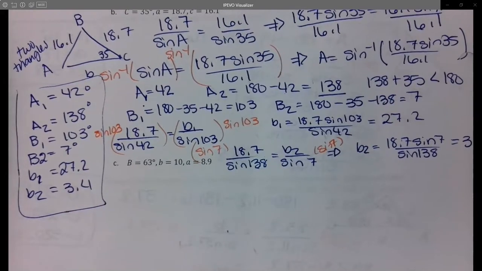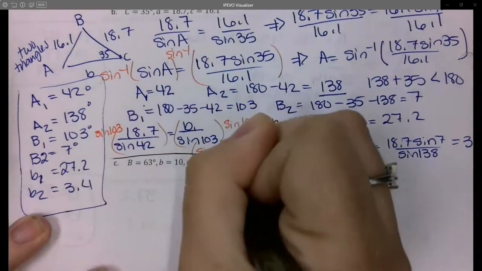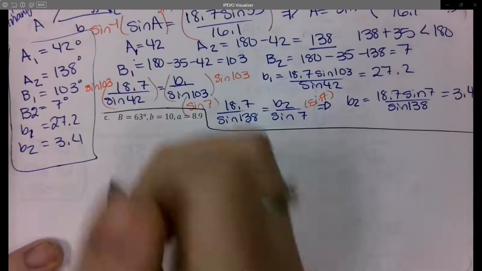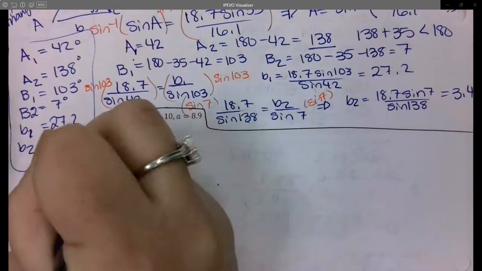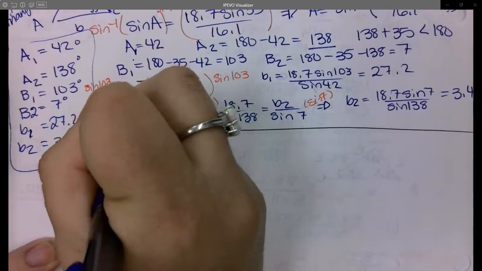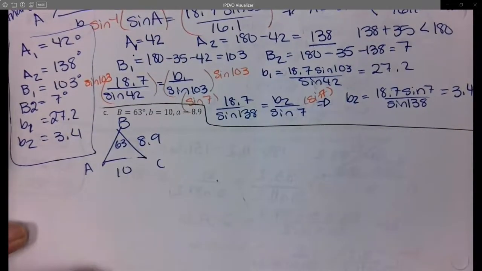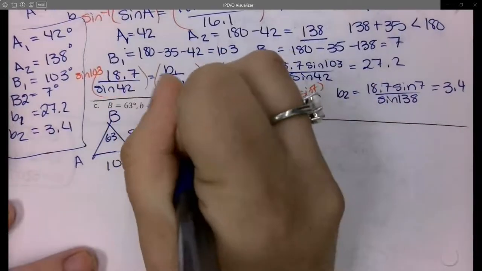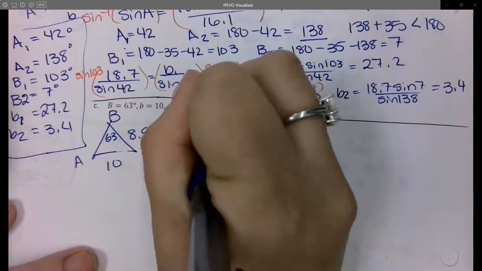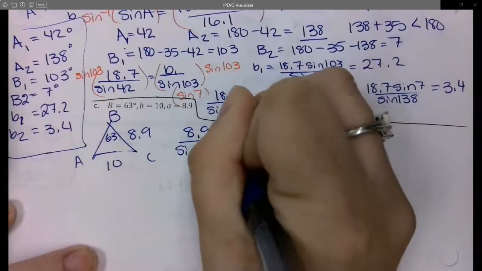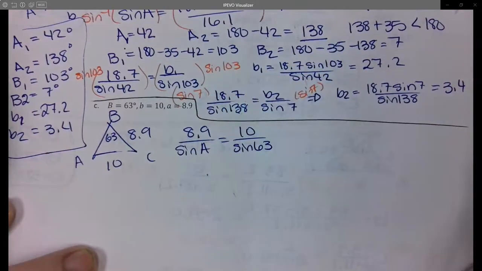So I'm going to go ahead and do the same thing for C. Let me just draw a line since my work kind of ran off. I will make sure to give you guys more space on your copy. So, on this one, I want to start off by drawing my triangle. I have A, B, C, 63, 10, 8.9. So I want to use law of sines to figure out my angle measure for A. I am going to have 8.9 over sine of A equals 10 over sine of 63.